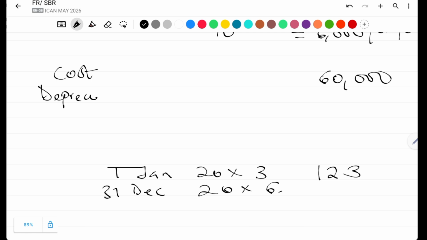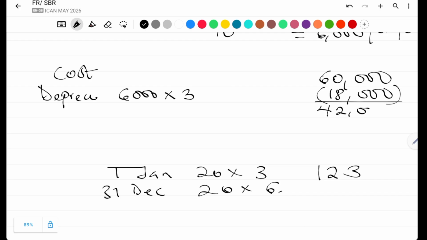Okay, so that means the depreciation is 6,000 times 3, which is 18,000. Okay, so what's left is 42,000. So this becomes the carrying amount at the end of 2025. Oh, we're not done. There's now a revision, right?